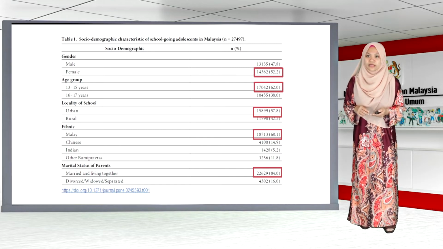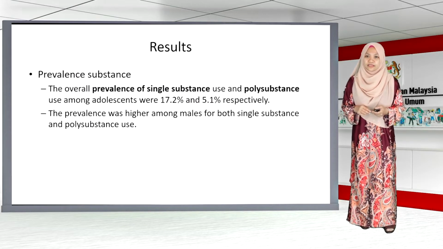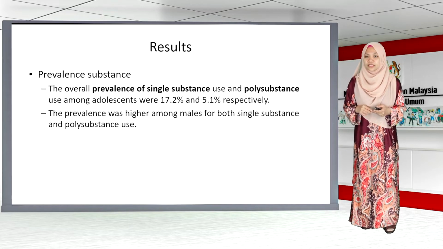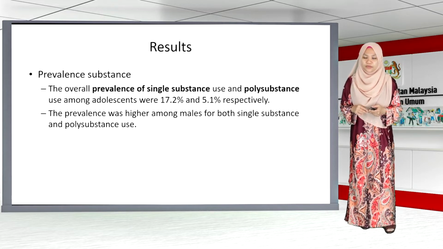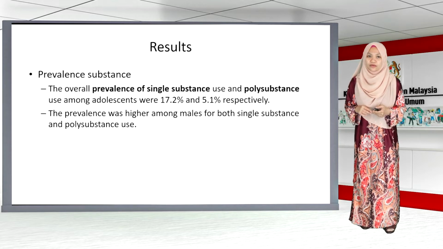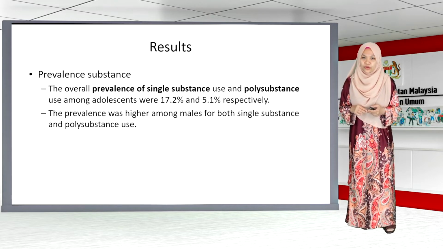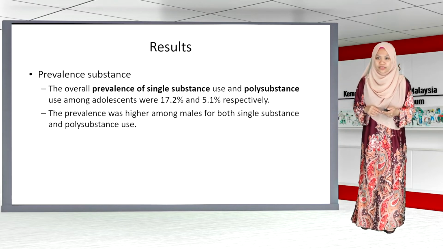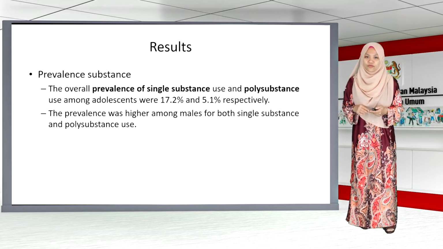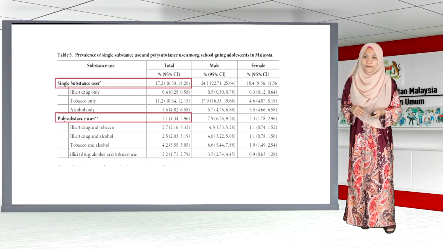For prevalence, this study shows that the prevalence of single substance use is 70.2%, while polysubstance use is 5.1%. This is a weighted prevalence. The prevalence was higher among males for both single and polysubstance use.